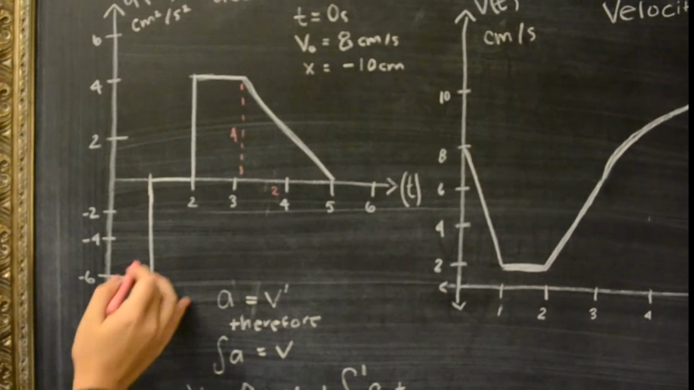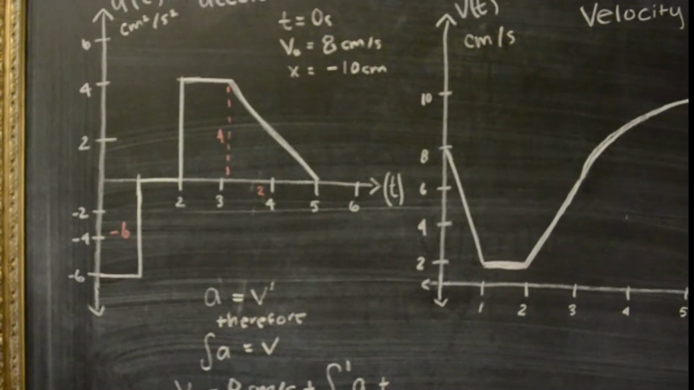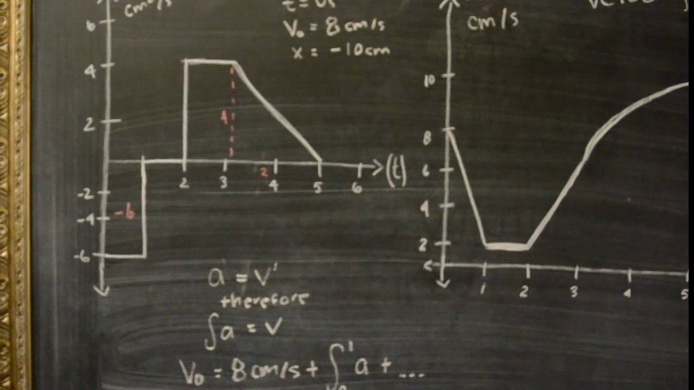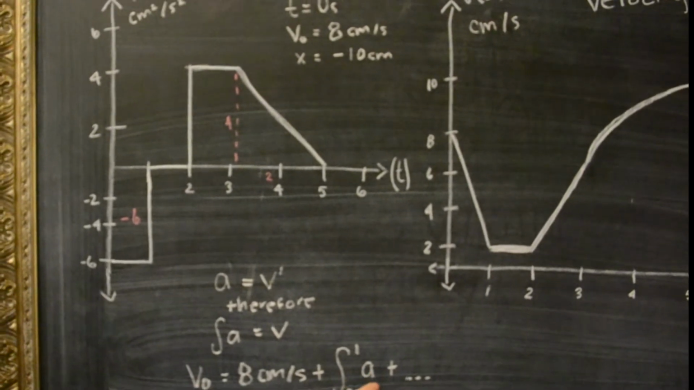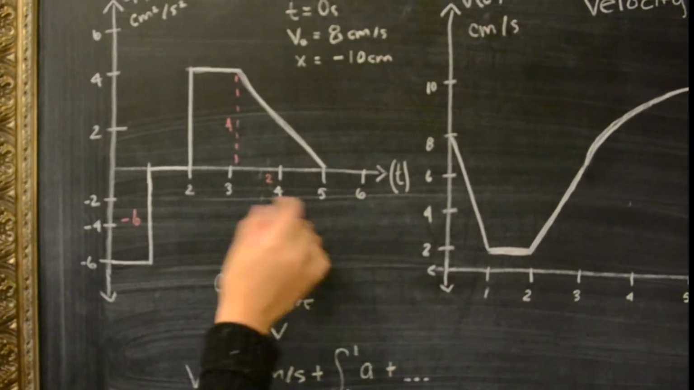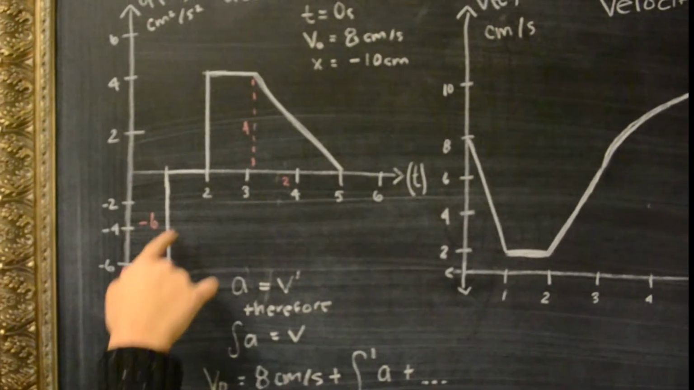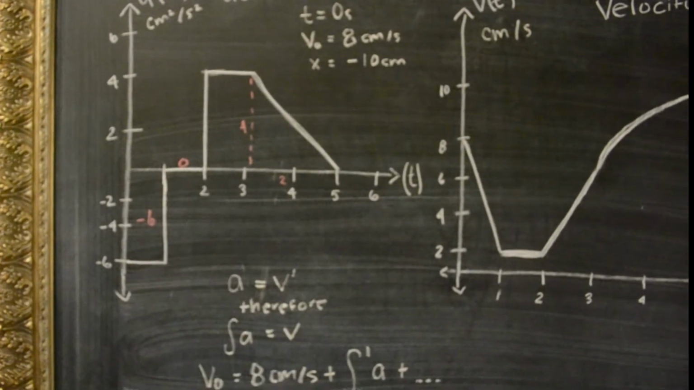So here between 0 and 1, we have negative 6. And we do this because the initial velocity is 8 centimeters per second. So we're going to add that to the integral of acceleration between 0 and 1, and then we're going to do it between 1 and 2, and so on and so forth. So here between 0 and 1, we have negative 6. Between 1 and 2, we're going to have 0, because there is no area.